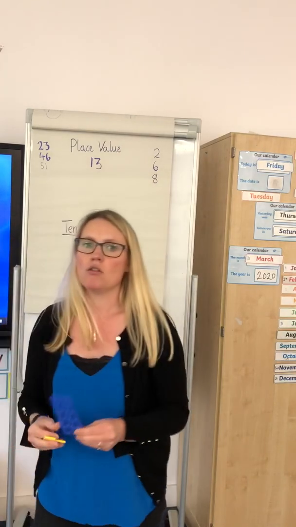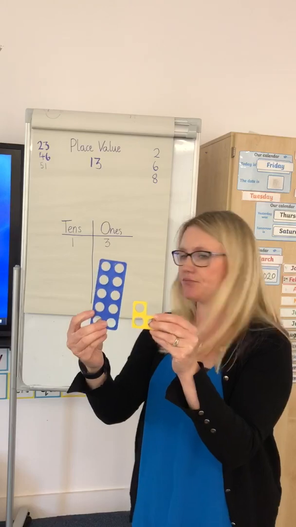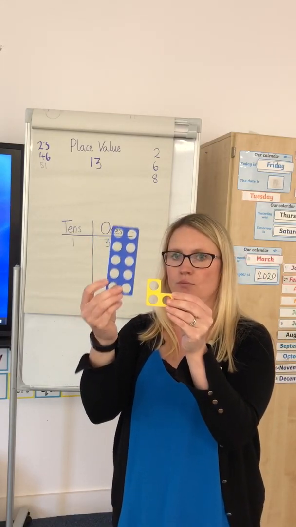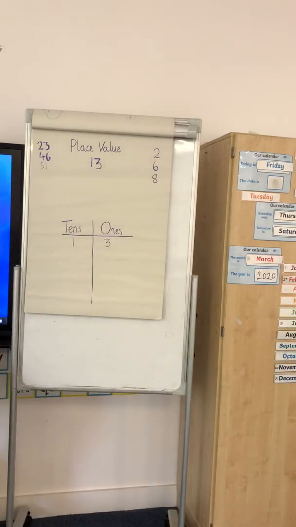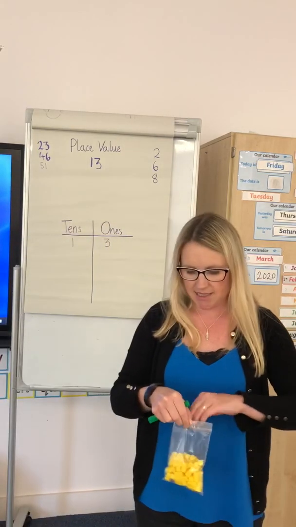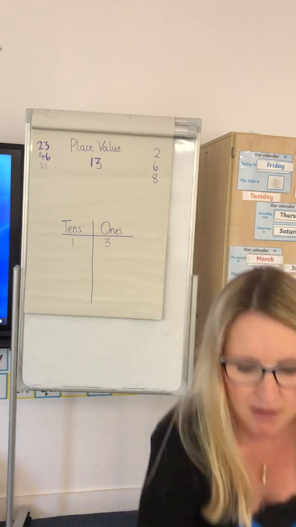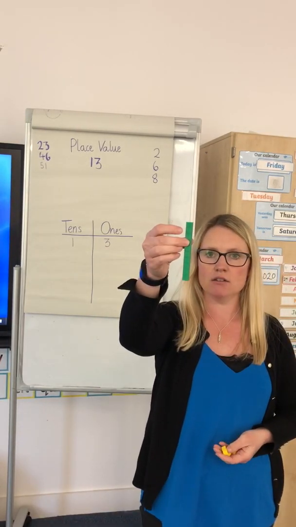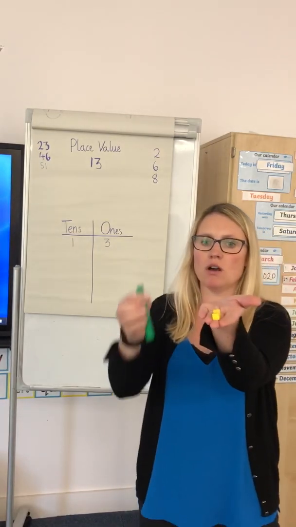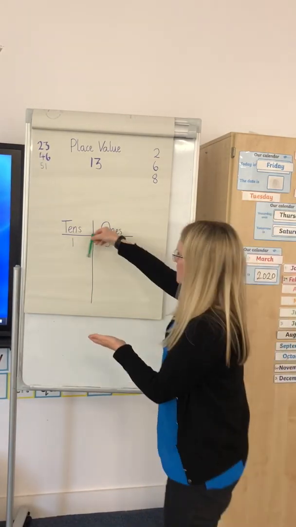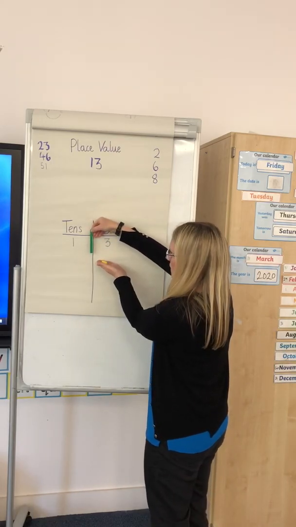Now another way of representing this is using Numicon. I might use 1 ten and 3 ones. One group of 10, 3 ones. I can also show you using my Dienes equipment. So here I have 1 ten and 3 very small ones. 1 ten and 3 very small ones.